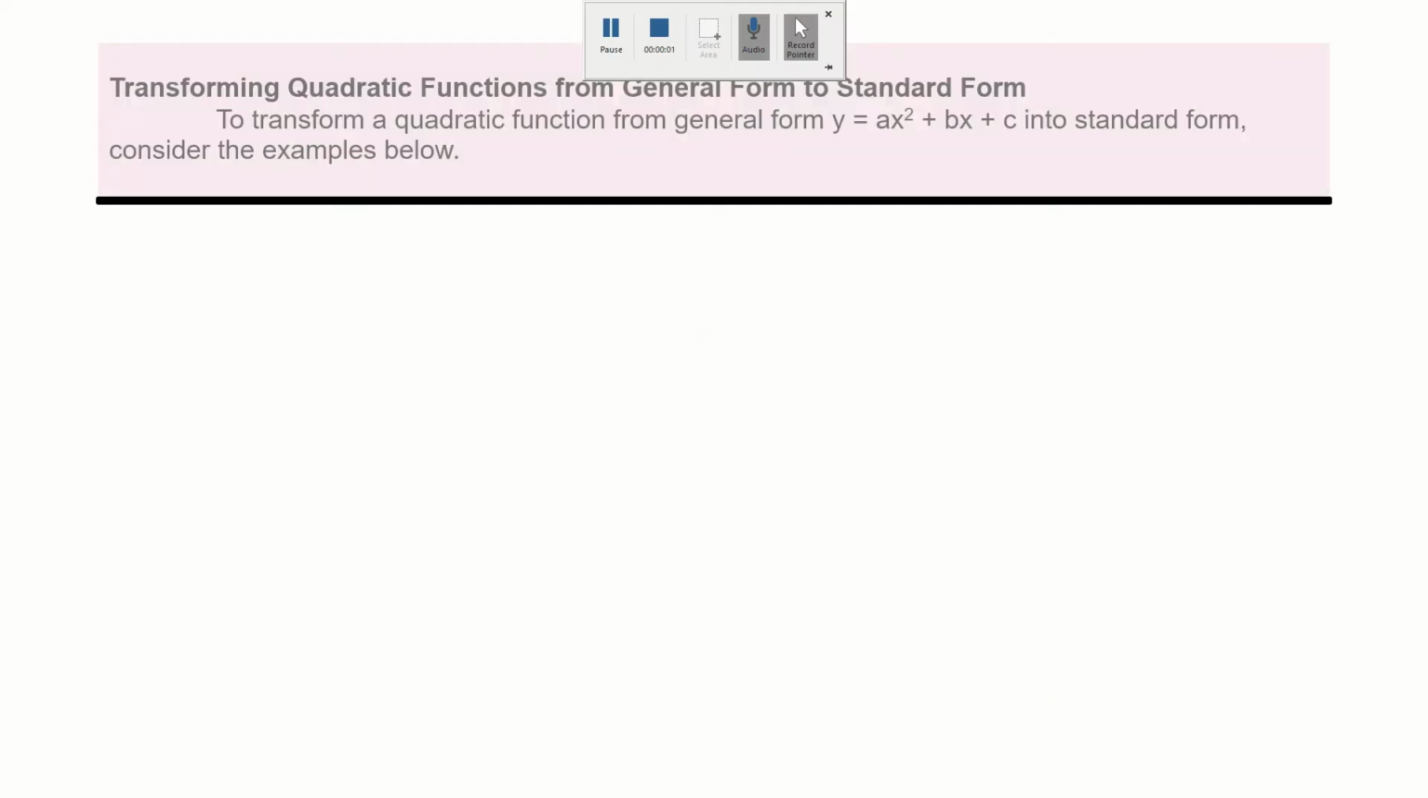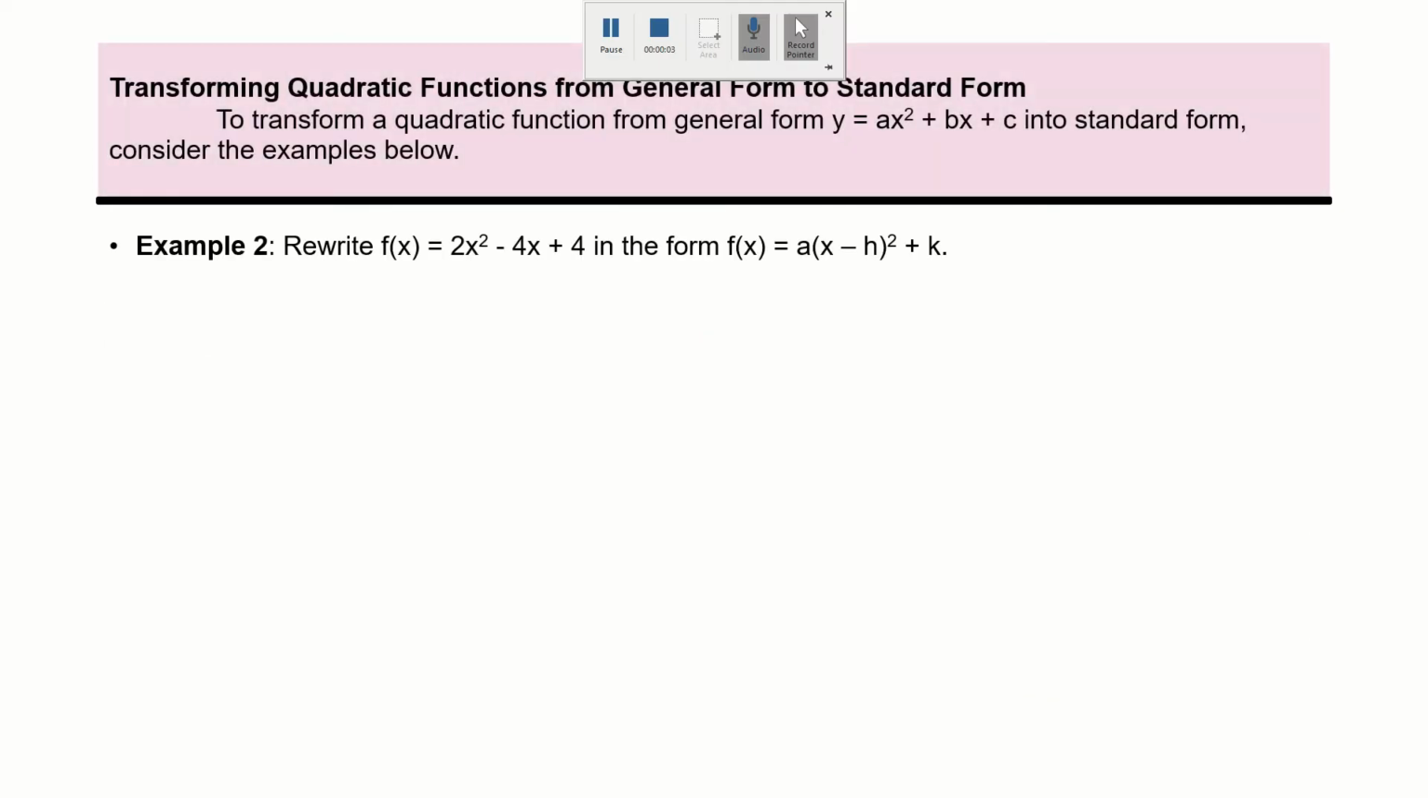Okay, let's now proceed with problem number 2. Transform f of x is equal to 2x squared minus 4x plus 4 in the form f of x is equal to a times the quantity x minus h squared plus k. Step number 1, group together the terms containing x. So in our example, we have f of x is equal to the quantity 2x squared minus 4x plus 4. We group the terms containing x, and that's the first term and the second term.